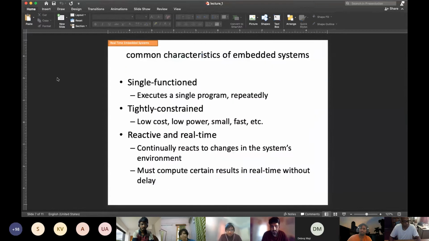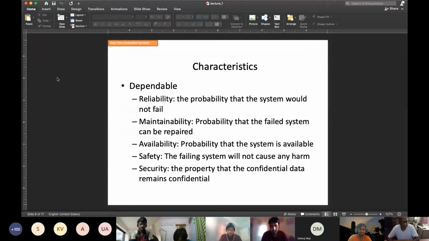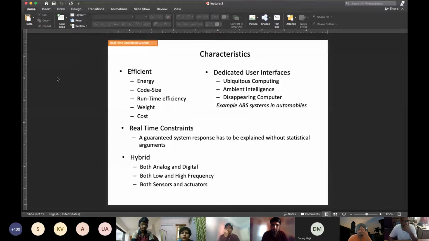I spoke about the different architectures, different types of functions of an embedded system, like single function, tightly constrained with power and space. There are lots of different characteristics like dependability, which is basically reliability, maintainability, availability, and safety. They are not just words, they are all mathematical functions. Then there are characteristics like efficiency in the form of energy, code size, runtime, weight, cost, etc.